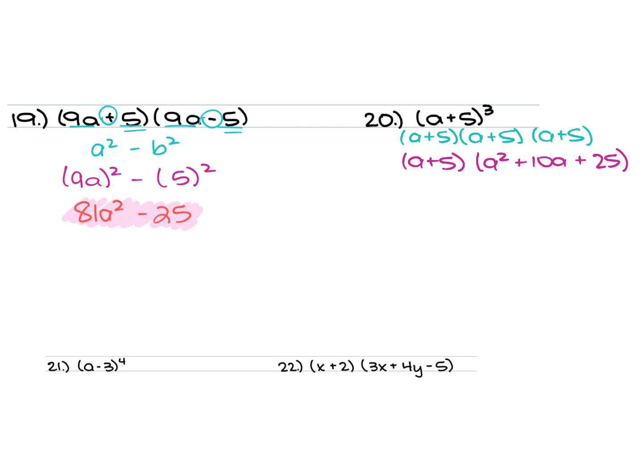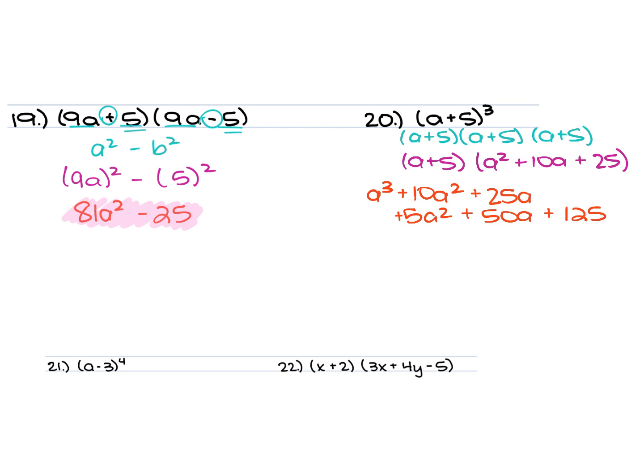So from here, we can FOIL out the a, or not FOIL out, but distribute the a and then distribute the 5 into that trinomial. So this is going to give us a times a squared, which is a cubed. A times 10a is 10a squared. A times 25 is 25a. Then you have the 5 times a squared, which is 5a squared. 5 times 10a is 50a. And 5 times 25 is 125.